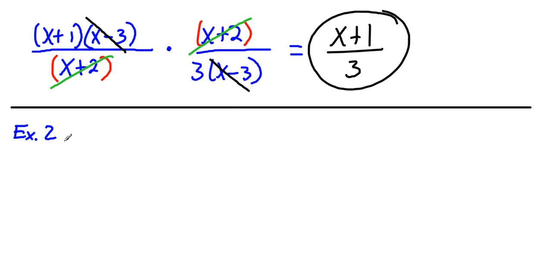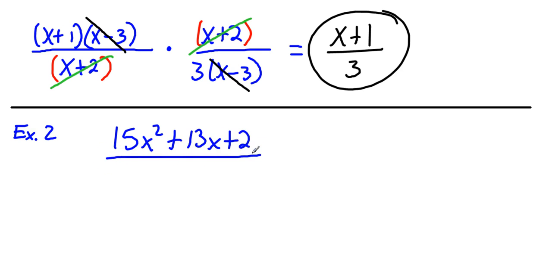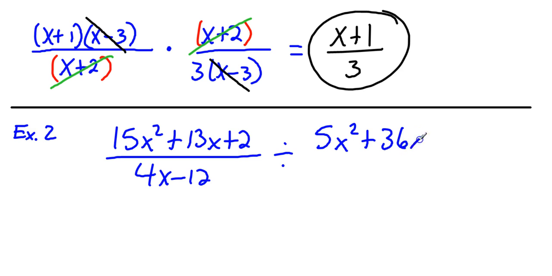All right, so let's give you a good one here to work on. Let's go 15x squared plus 13x plus 2 over 4x minus 12, divided by 5x squared plus 36x plus 7. And that's over x minus 3.